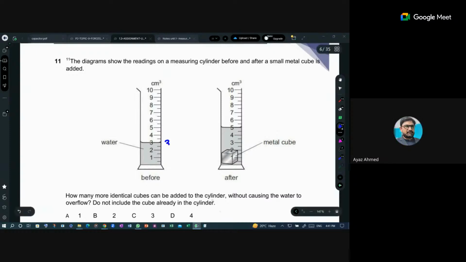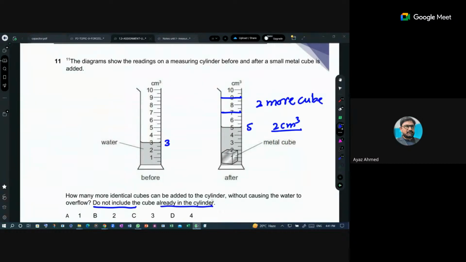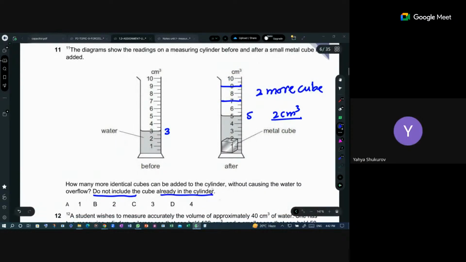It is initially 3, and after placing one cube, it reached 5. It means one cube is increasing the volume by 2 cubic centimeters. So if you place one more, it would reach 7, then 9, and then it would overflow. So you can add two more cubes, because he's saying don't include the cube already in the cylinder. Including this, there are 3, but without including this, there are 2. Are you agreed? Yes, sir.